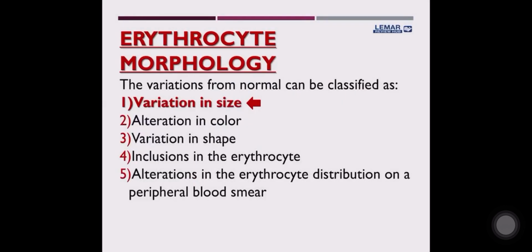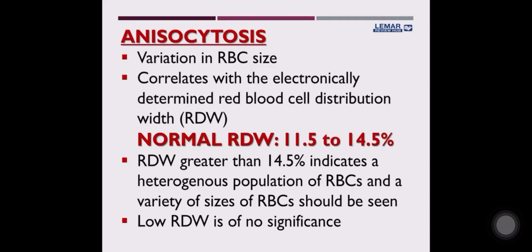Unahin muna natin yung topic na very familiar tayo, the red cell anomaly. Red cell anomaly can be classified as variation in size, alteration in color, variation in shape, RBC inclusion, RBC distribution. Unahin muna natin, variation in size. Anisocytosis. Pag sinabing anisocytosis, variation in RBC size.